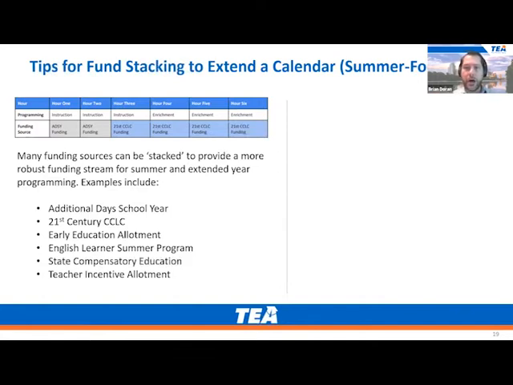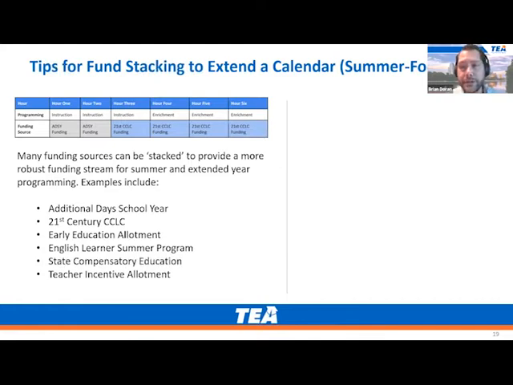And so an opportunity that we have here on the slide is an example of combining ADSY funding and 21st century funding for a summer program, where traditionally a 21st century summer program would be funded solely from 21st century. And they would have a 4 to 6 hour summer program, and all of that funds would come from the federal 21st century allotment.